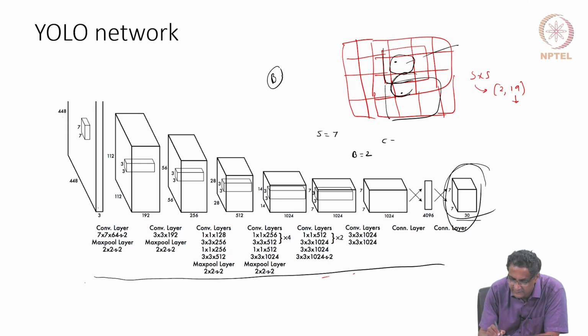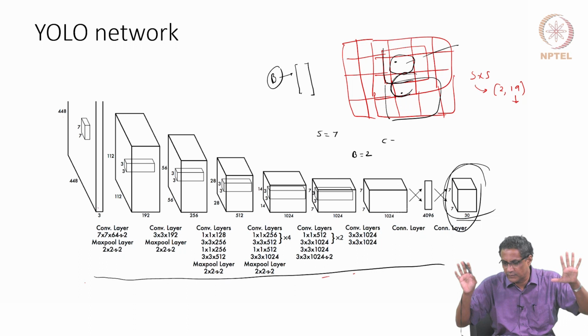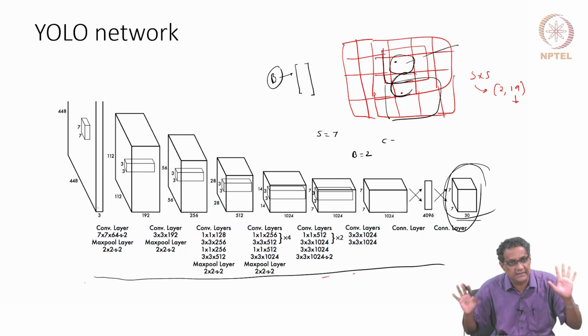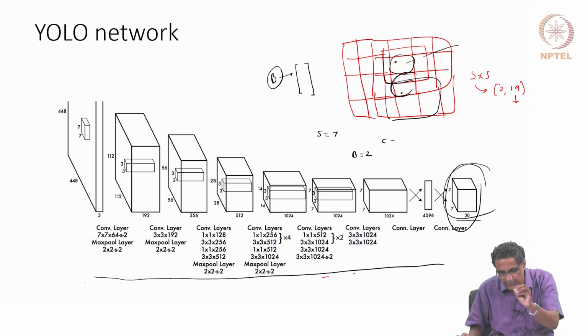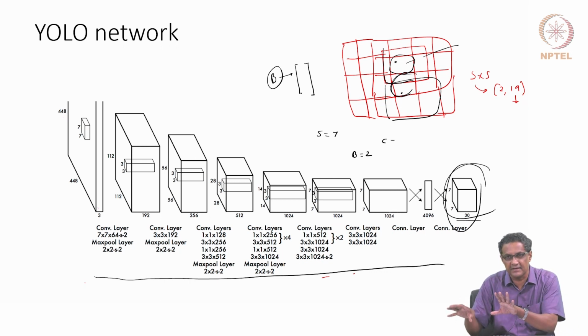Every bounding box has 5 elements in it. Think about this as a grid where there are S squared cells, and in each cell I have, let's say, B number of bounding boxes, say 5 bounding boxes, and for each bounding box I will have certain elements which I want this network to output. This output tensor should be that.